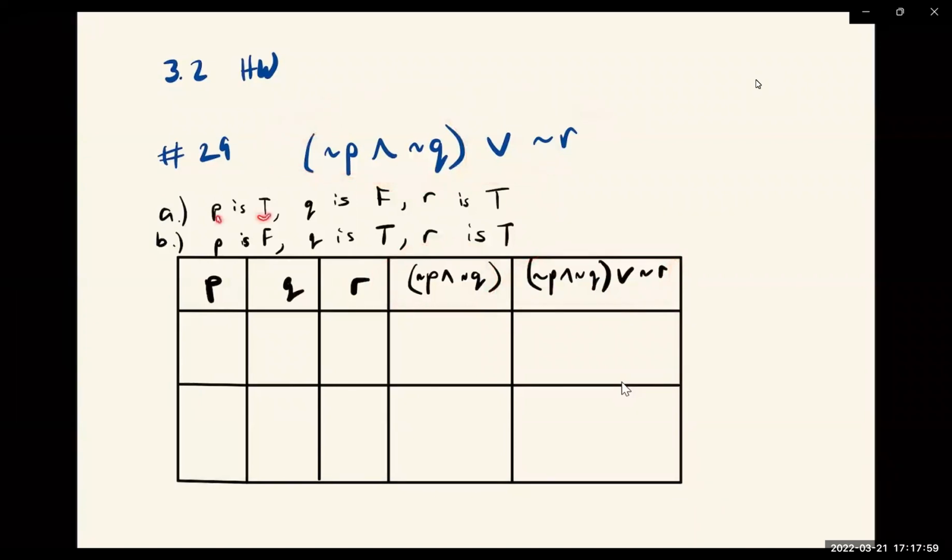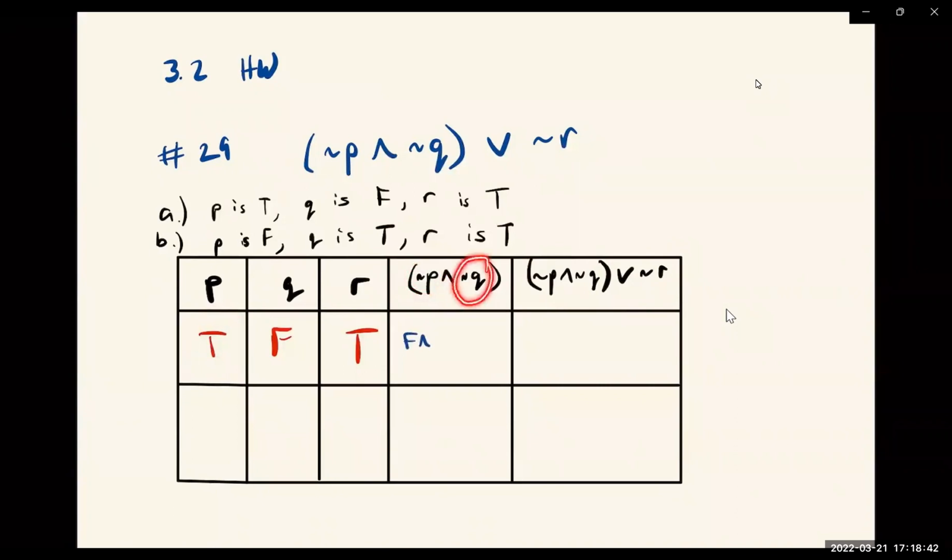Part A wants P to be true, so let's put a true there. So this would be true for P, since that's what they want. And then Q is F, and then R is true. All right, so now we have to figure out what this is going to be. So first you take not P. Anybody know what not P would be for this? Wouldn't it be false? Because it's supposed to be the opposite. Yeah, it's going to be the opposite. You're right. So if P is true, then not P has to be the opposite, which is false. So I'll just put a little F here.